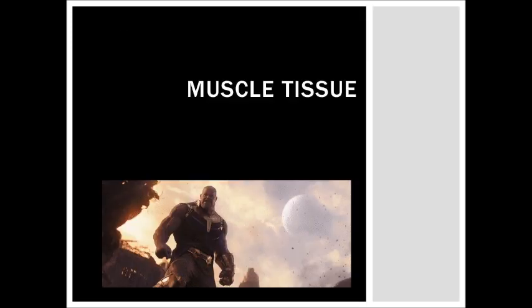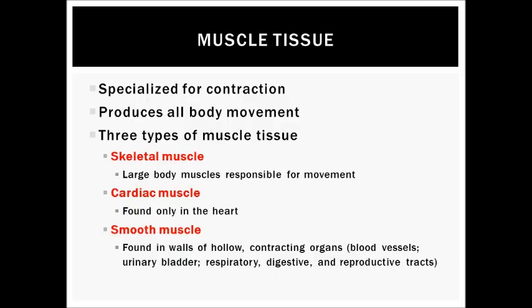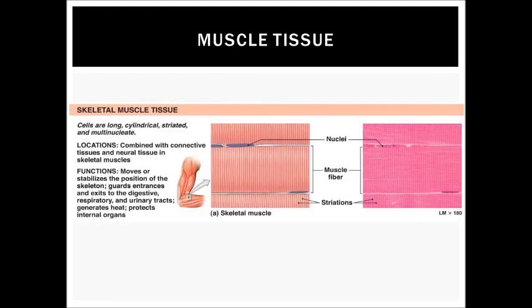Okay, by now, you have learned epithelial and connective tissues. Now, the third basic tissue is the muscle tissue. Muscle tissue is important to contract and produce body movement. There are three types: skeletal, cardiac, and smooth muscles. For skeletal muscle, they are long, cylindrical, striated, and multinucleated, which you can see in the image.